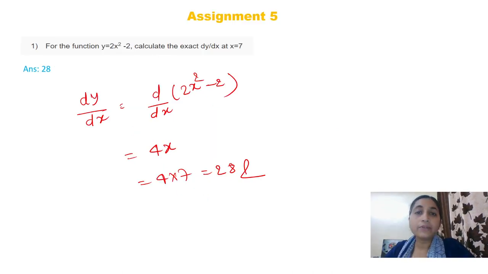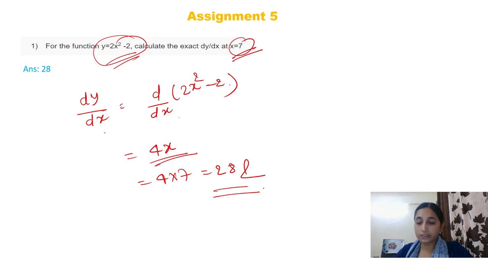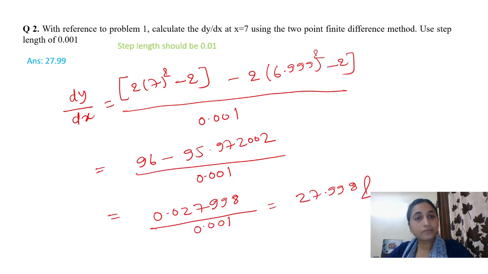So now come to assignment 5. In assignment 5, for the function y equal to 2x square minus 2, calculate the exact dy by dx at x equal to 7. So we will simply differentiate this equation. dy by dx equal to d/dx of 2x square minus 2, so it will become 4x. And we will put the value of x in this, so it will come 28. So the answer will be 28.